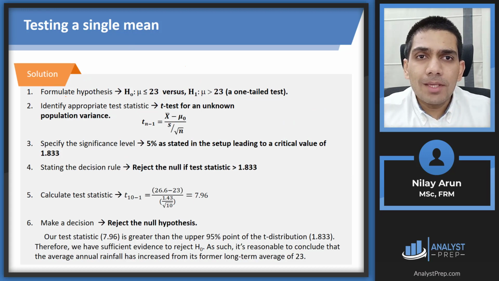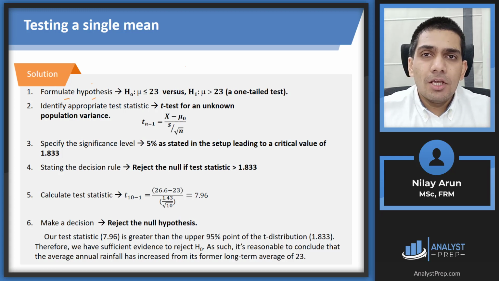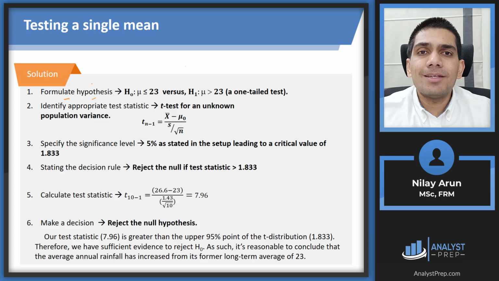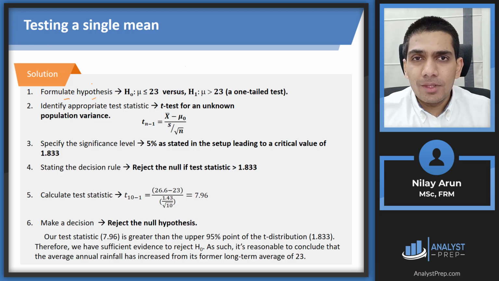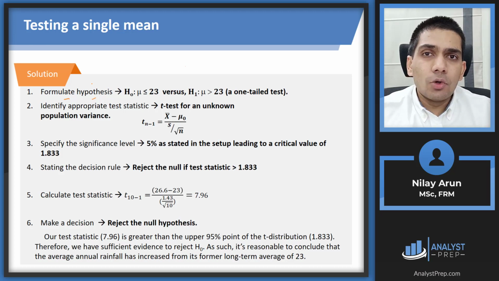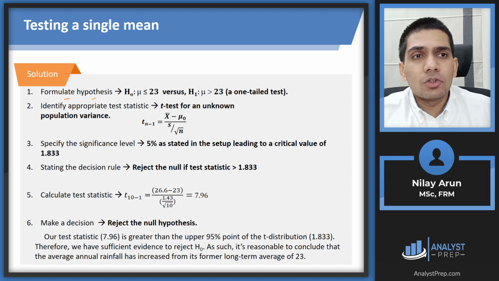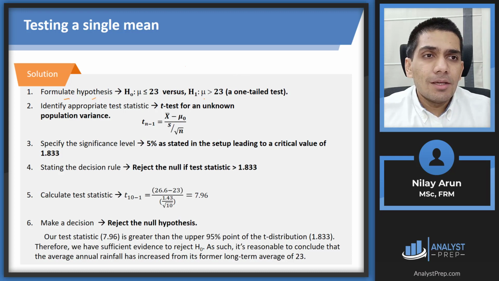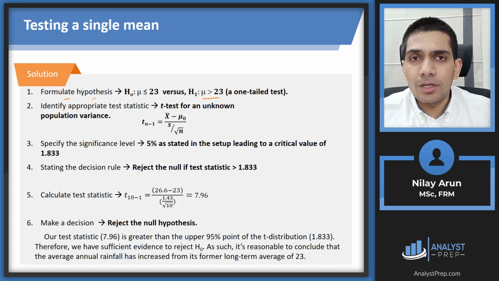Now the first one is that we have to formulate the hypothesis. We have to pay a lot of attention here, because if we get the first step wrong, then the entire question and our conclusion is going to be wrong. We're specifically testing whether the mean has increased from 23. So that goes into our alternative hypothesis. The alternative hypothesis is mu is more than 23. So remember, it becomes a one-tailed test.